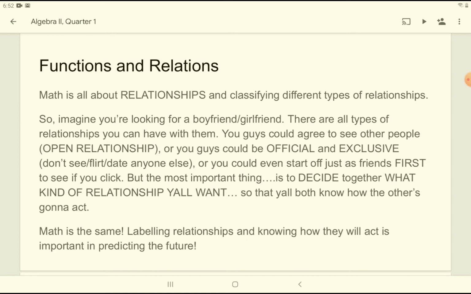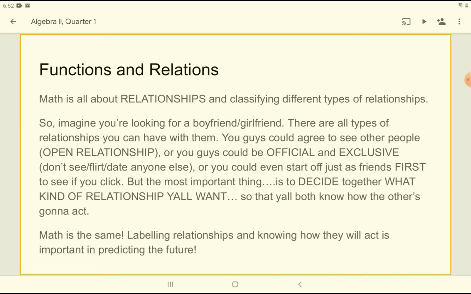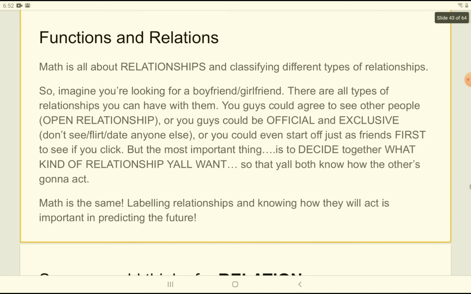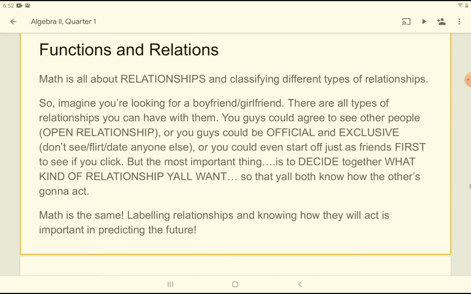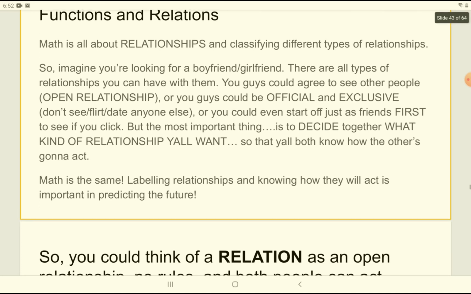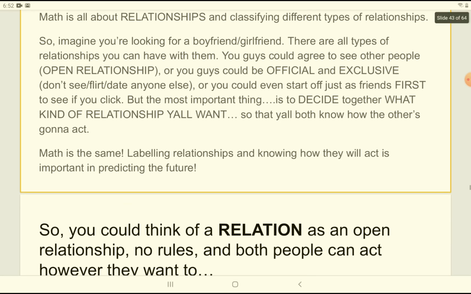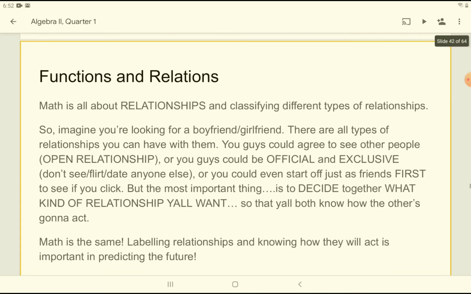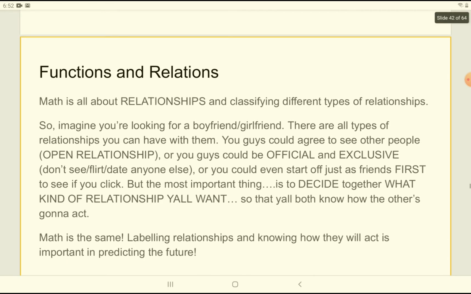So math is exactly that. Math is just labeling relationships, and knowing how they will act is important in predicting the future. Guys, that's all math is. Like, please understand that. Math is all about solving problems, really solving issues using logic, right? And mathematicians, they like to label things. They like to classify and define things. And so that's what we're going to do. I'm going to talk about functions and then relations.